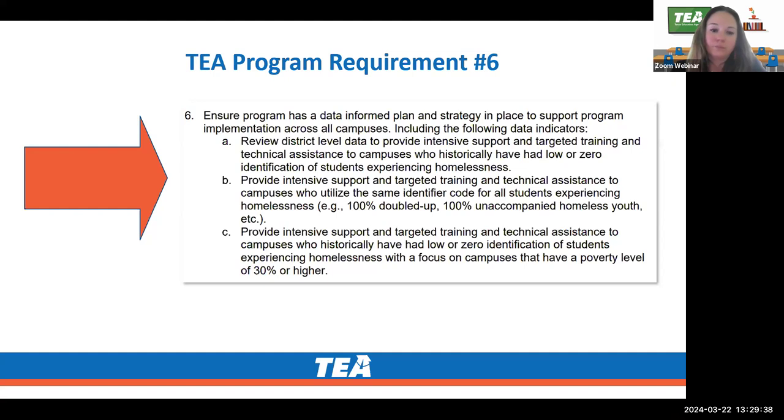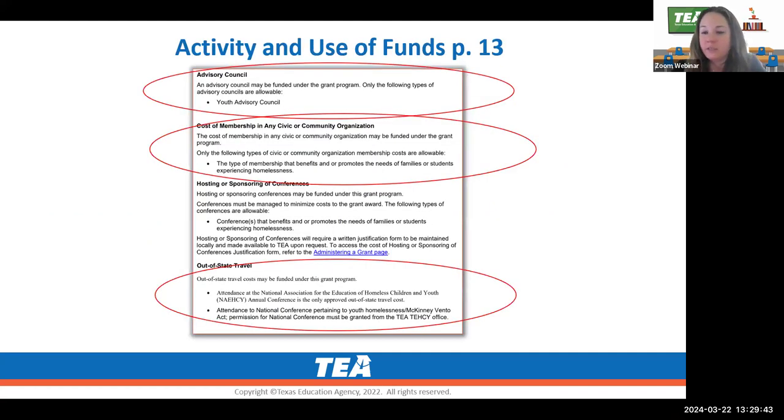So for activity and use of funds on page 13, we want to call out and note some of these new opportunities that you're able to engage in. For the advisory council, you can include inside of your program a youth advisory council, getting that student voice to help implement a stronger program. You are able to purchase the cost of a membership in any civic or community organization. We have hosting or sponsoring of conferences, as well as in the out-of-state travel section, attending the NAEHCY annual conference in the past, but we are also including the opportunity to attend other national conferences pertaining to youth homelessness or McKinney-Vento. Permission for a national conference that's not NAEHCY must be granted by the TEA TEHCY office, but we encourage you to send any of those opportunities that you would like to attend nationwide to the homeless education inbox.